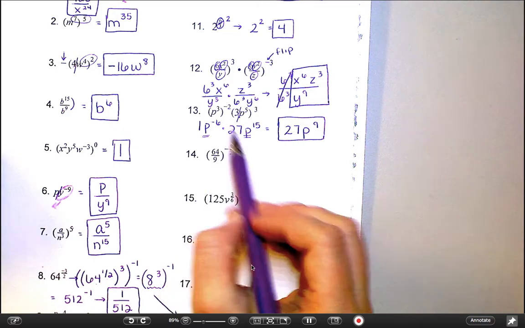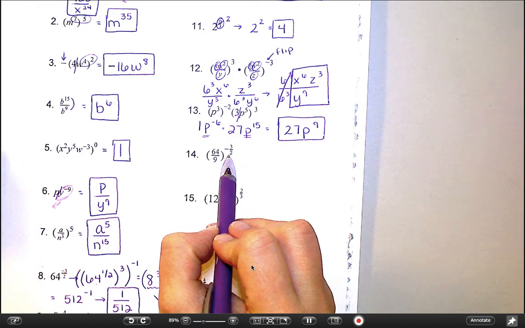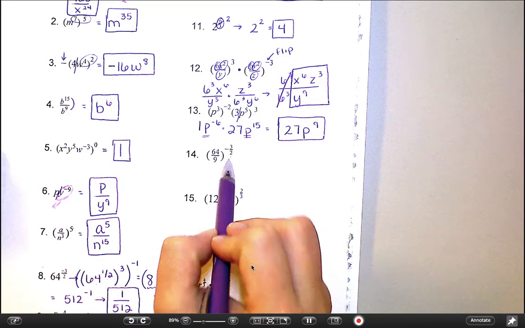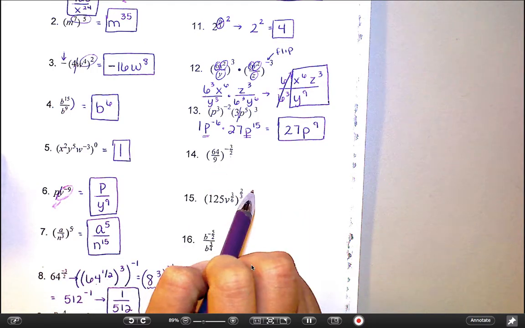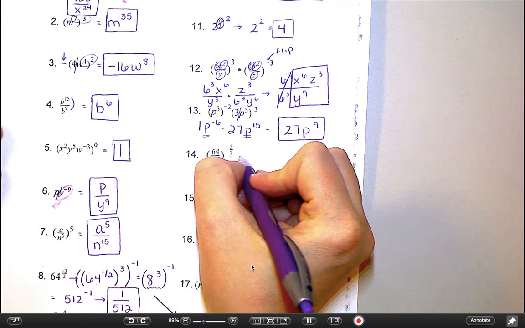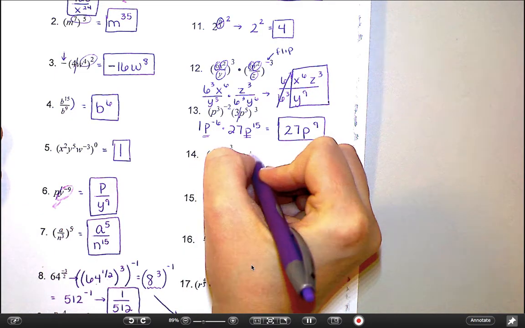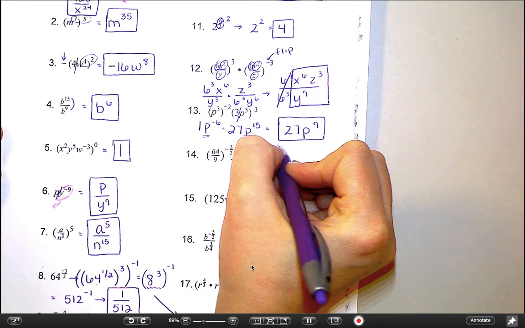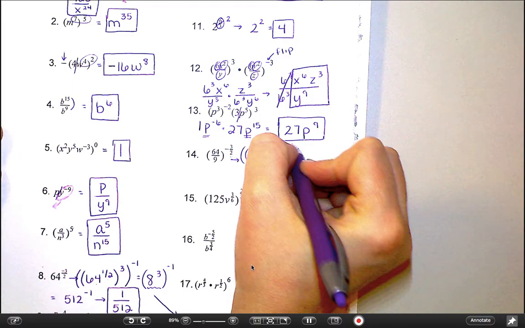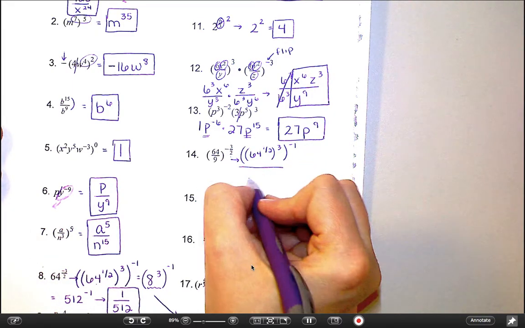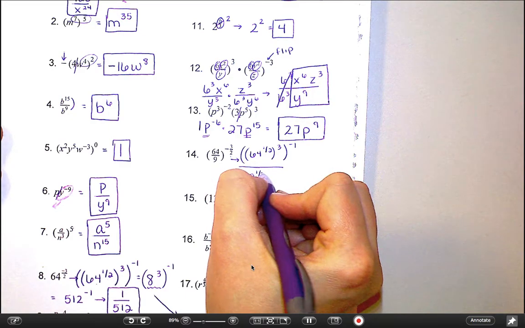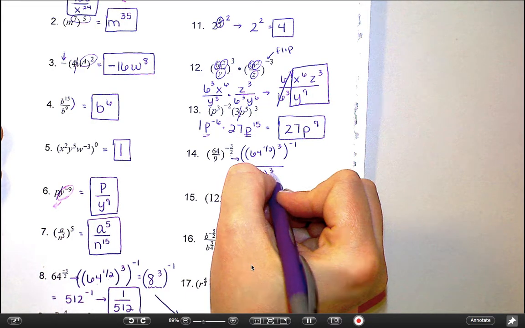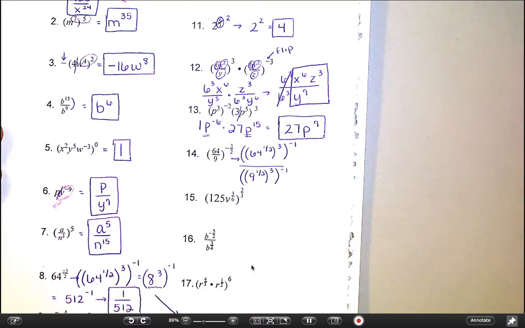Okay. On number 14, I am going to dissect this exponent, and I'm going to apply it to both the 64 and the 9. So I'm going to say 64 to the 1/2 to the 3rd to the negative 1 over 9 to the 1/2 to the 3rd to the negative 1. So I took that exponent, I split it up, and I put it on both the 64 and the 9.